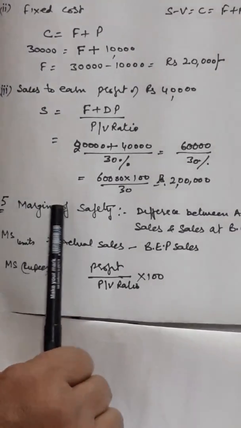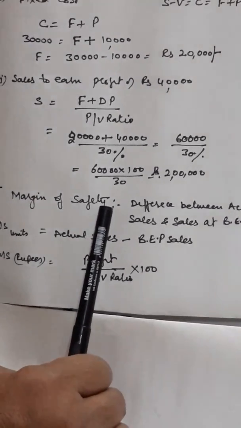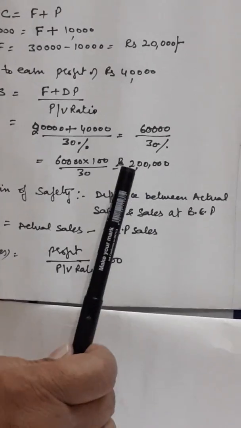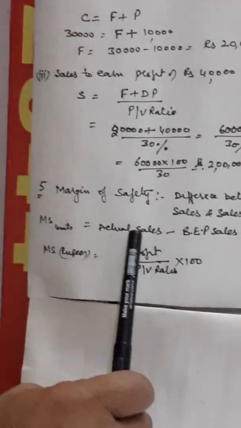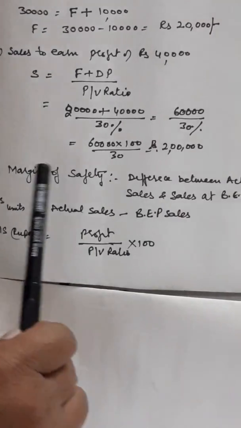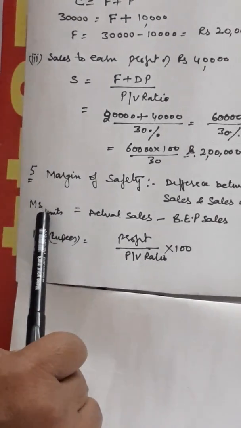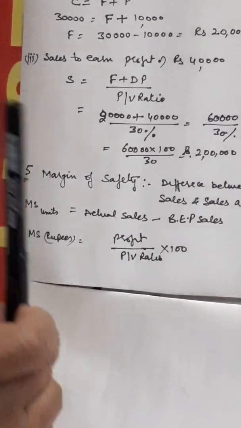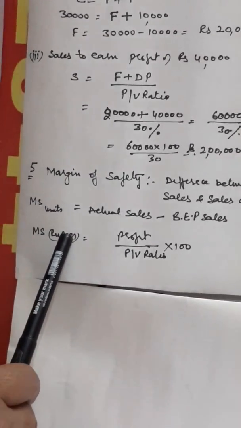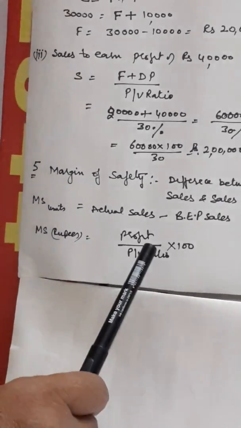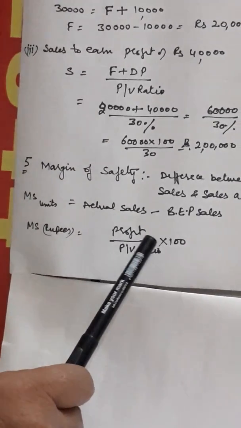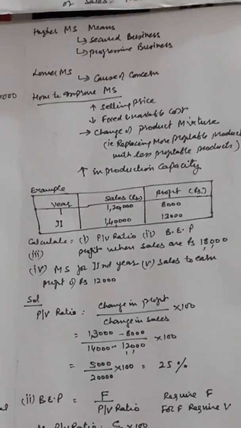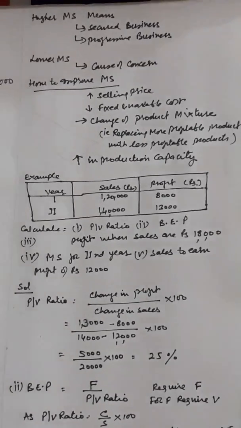Next important term is margin of safety. Margin of safety is the difference between actual sales and sales at the break-even point. It means actual sales minus break-even sales. The margin of safety, if we want to calculate in units, will be equal to actual sales minus break-even point sales. Margin of safety, if we want to calculate in rupees, will be profit upon PV ratio multiplied by 100.